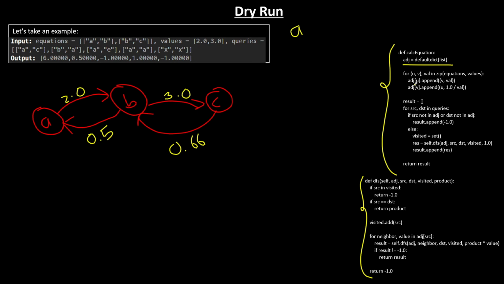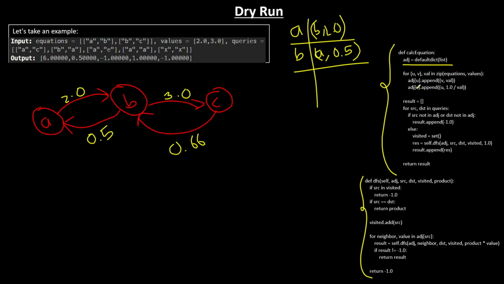Let's let it be here. A appended to B. Okay. So what happens? It becomes like this. B with value 2.0. Okay. Then B comes here with A with 0.5 as the value.